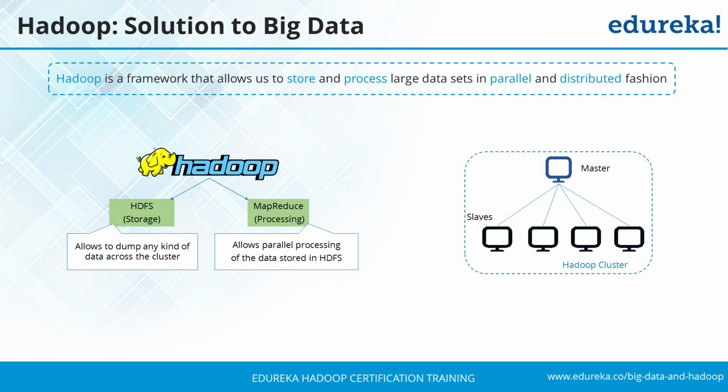And the second component is called MapReduce processing. MapReduce processing basically allows the parallel processing of the data stored in the Hadoop Distributed File System. Today, in version 2, we have got YARN as well. YARN is more of a generic framework which can run MapReduce jobs, Tez jobs or Spark jobs.